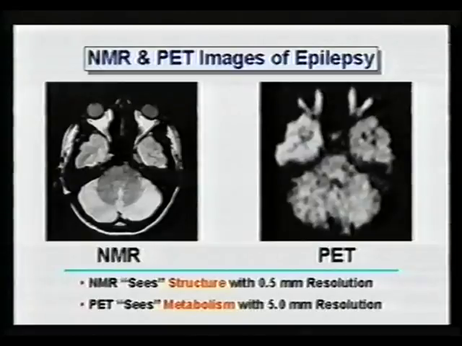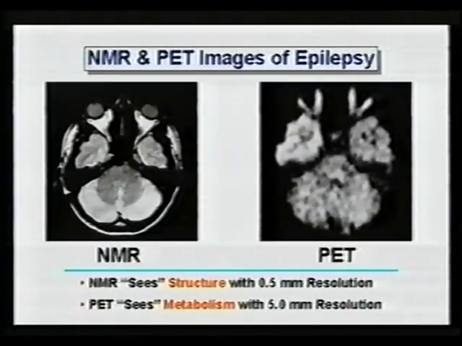And this slide here shows the images that you can get with PET. This is an image of an epileptic patient taken both with PET and NMR, or MRI imaging. And it shows you the basic differences. With the NMR, you get a very high spatial resolution, sub-millimeter spatial resolution, but what it's doing is showing you the structure of that particular patient's brain, and you can't see anything unusual or anything wrong with that patient's brain from that MRI image.